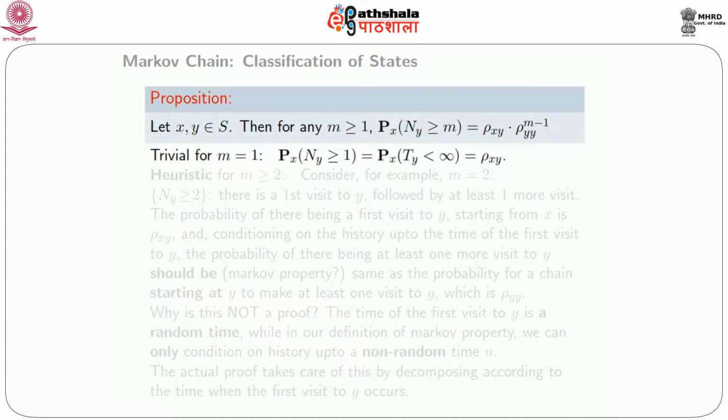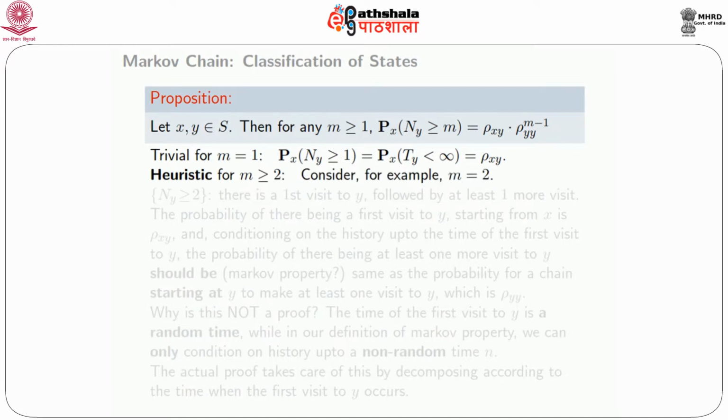Let's see. Of course, this is trivial for m equal to 1. Because for m equal to 1, P_x(N_y >= 1) is the same as P_x(T_y is finite), because the events N_y >= 1 and T_y finite are exactly identical events. And therefore, it's equal to rho_xy. Now we give a heuristic for m greater than or equal to 2.